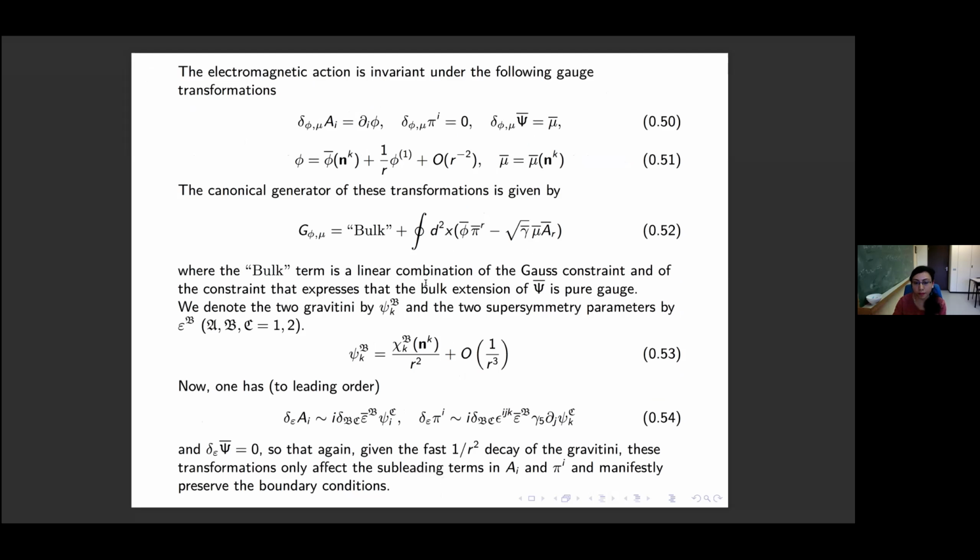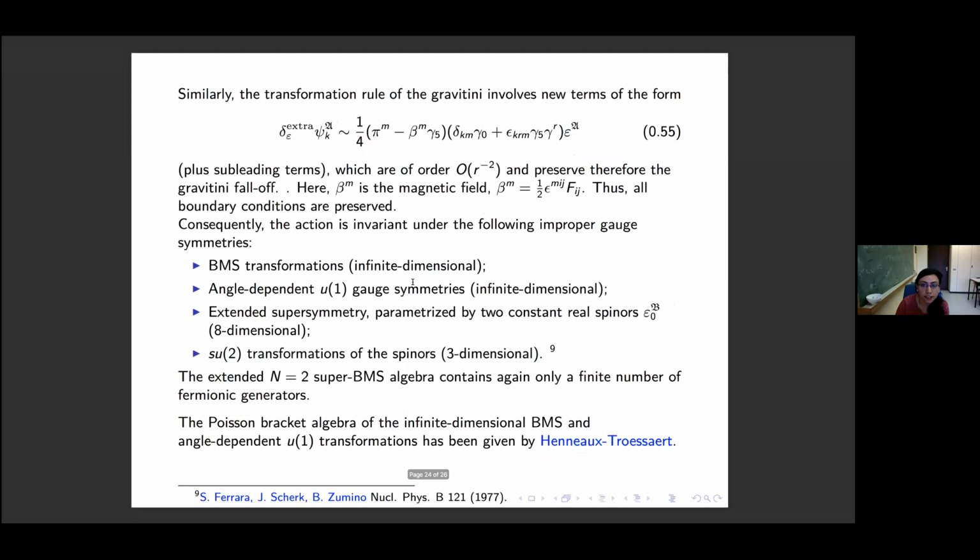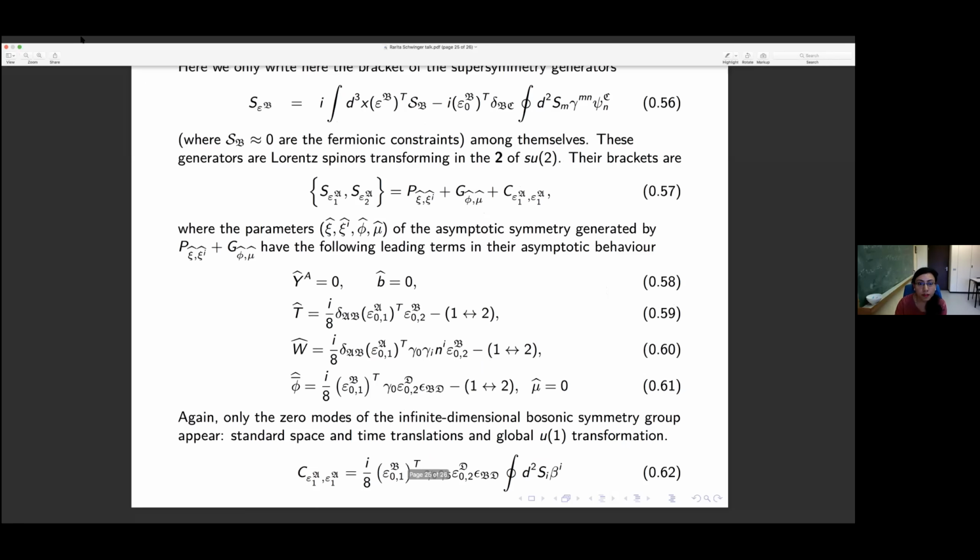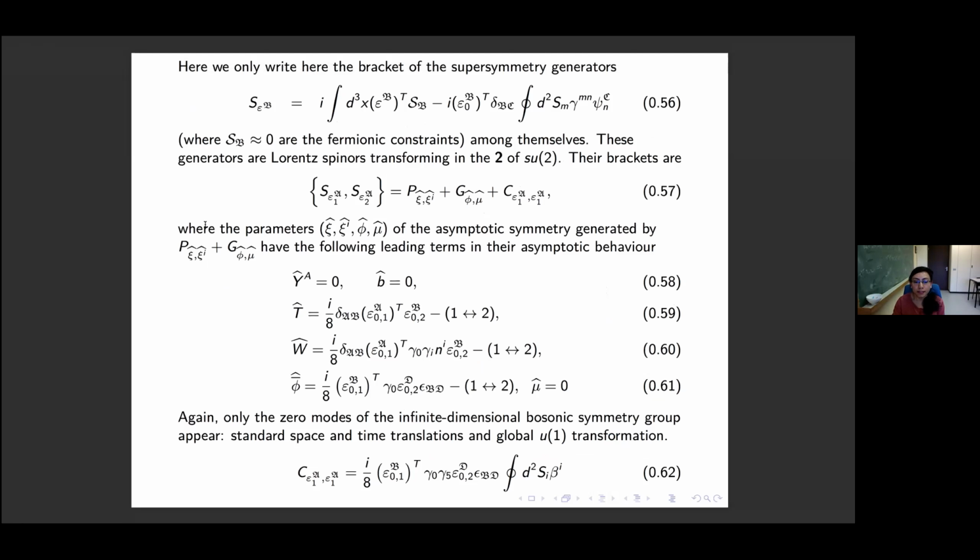And then in this case, you have to show that the photon is consistent with everything. So you have to show how the photons transform under the several transformation laws. And finally, we showed that everything is consistent, and we found this algebra. The important thing is that here also only the zero modes of the infinite dimensional bosonic groups appear in the Poisson bracket of 2 SUSY. So again, here also we got a finite number of fermionic charges.